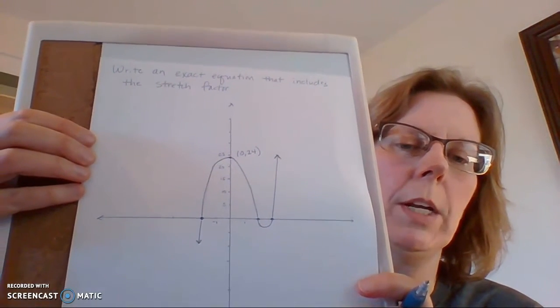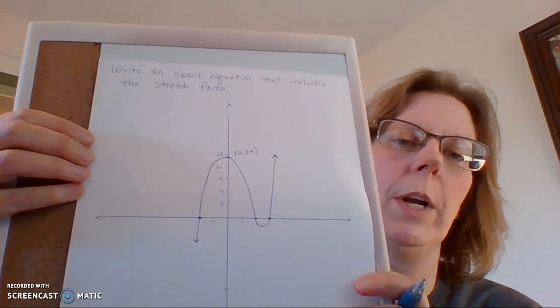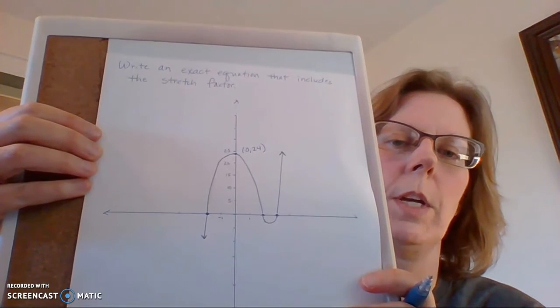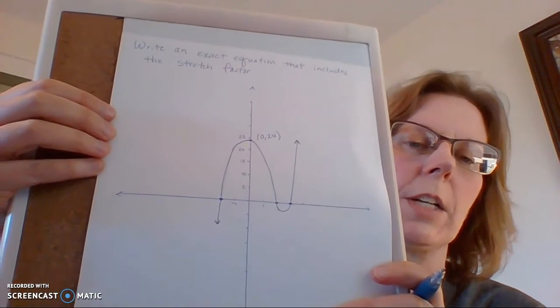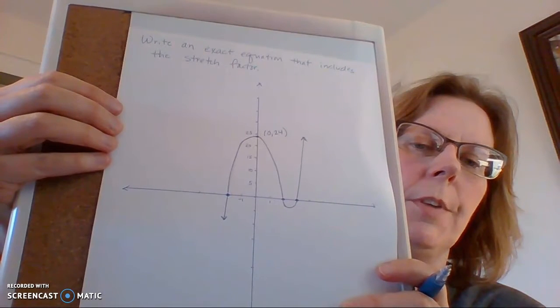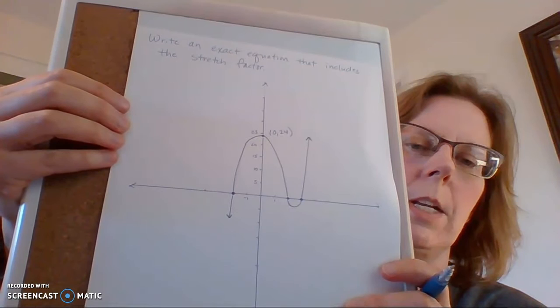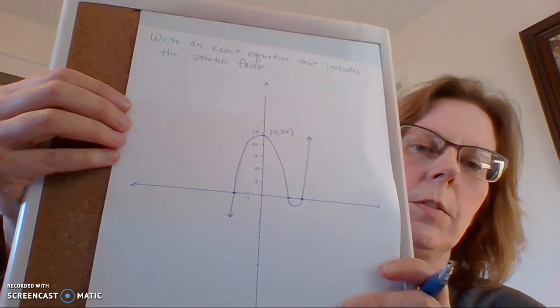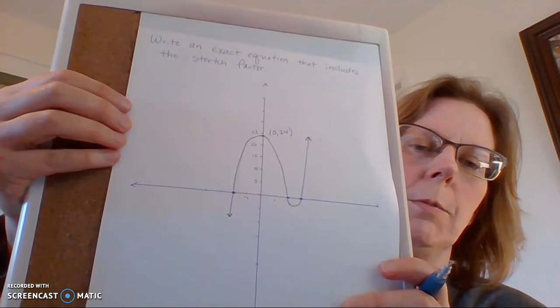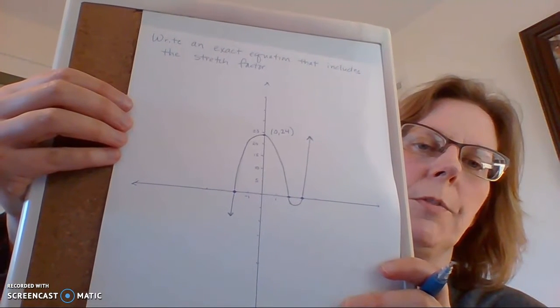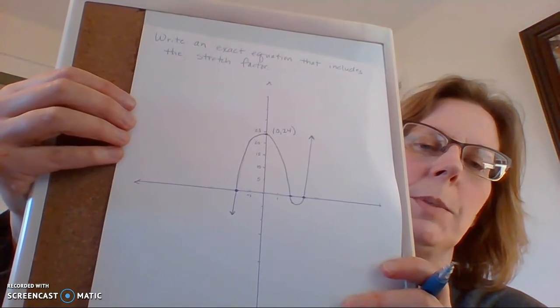Okay, so now we're working on the second thing for review, and that is to write an exact equation that includes the stretch factor. So I have a picture of a polynomial here, and the first thing we need to figure out is what degree it is. And if you go back to a slide from last week, I think it was Monday, we talk about the different degrees that are possible.